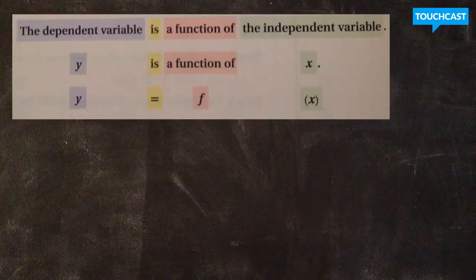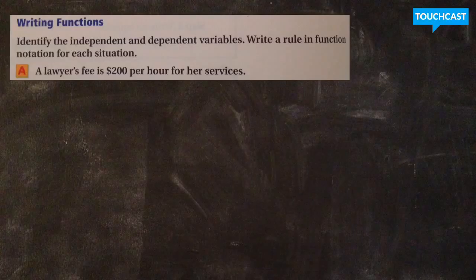Since our dependent variable is represented by y, we can say the dependent variable is a function of our independent variable, and our independent variable is x. So "y is a function of x" can be written as y equals f of x. Let's look at an example where we are going to write a function.